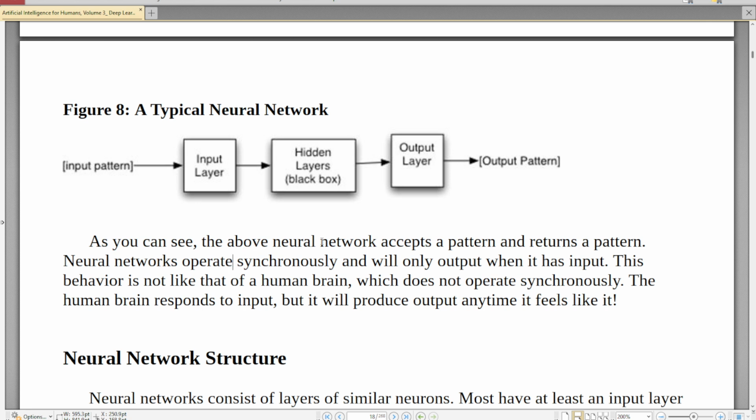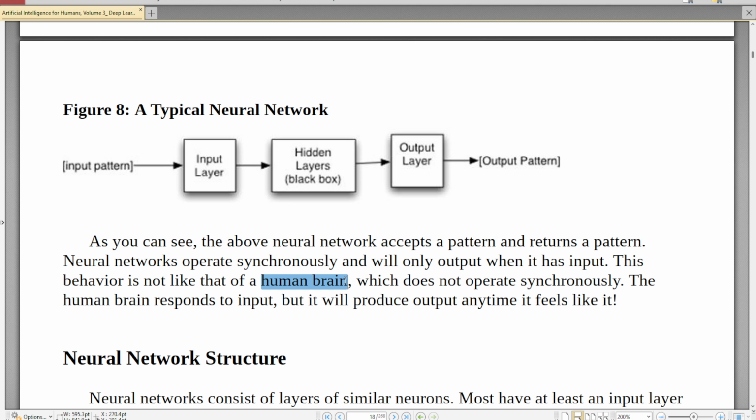Artificial neural networks operate synchronously, that is, one by one. This behavior is not exactly like the human brain. The human brain has a very unique behavior. It's not that we just take input and then give output, like when mom asks what you have eaten, and then we say that we have eaten this.